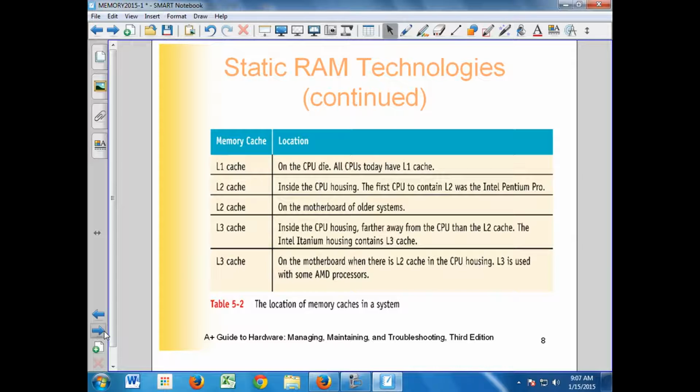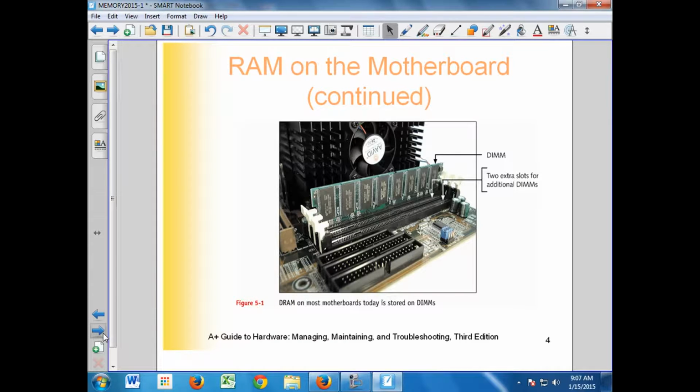Put my pen in my pocket. Everything else we're talking about is dynamic, and it's the system RAM that we can put in our PC, of which you guys have put RAM in and pulled it out at least three times by now, and you'll do it several more while the course goes on.